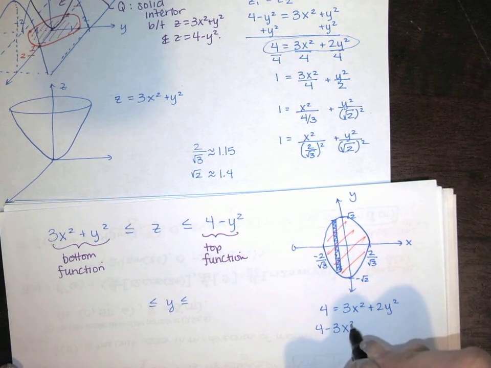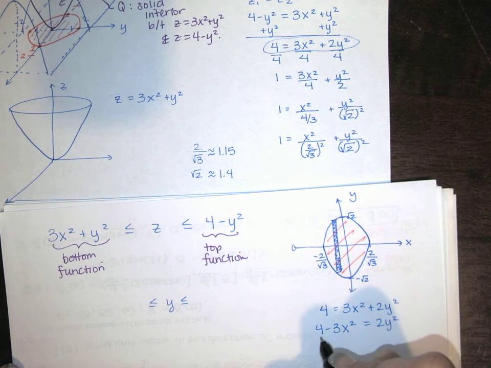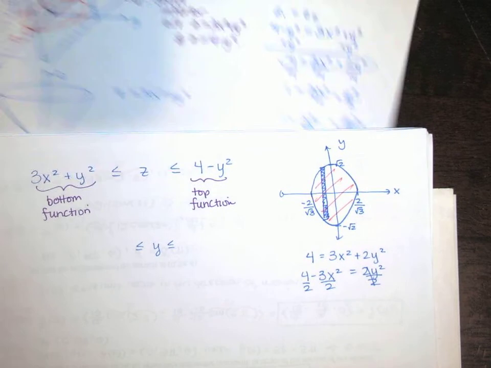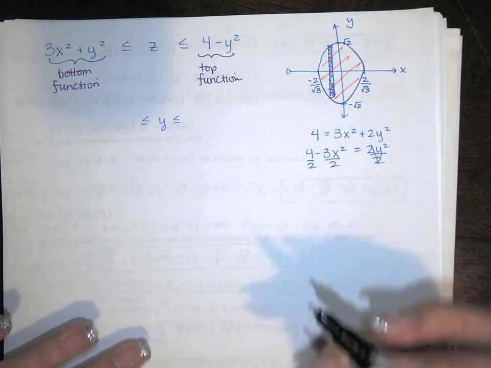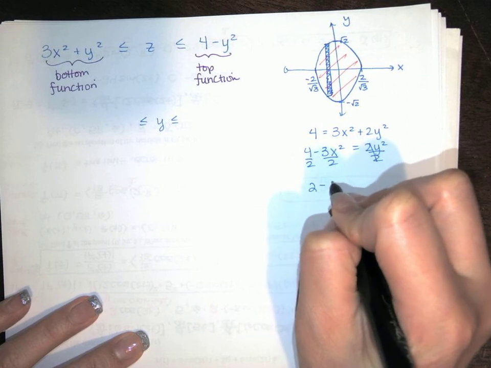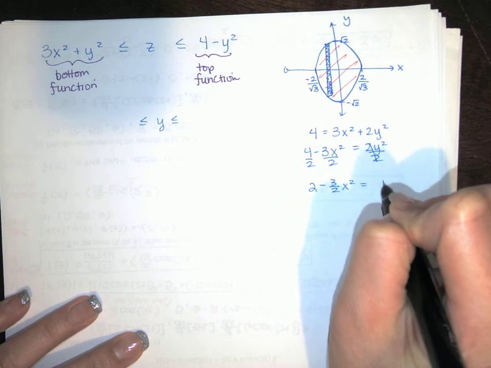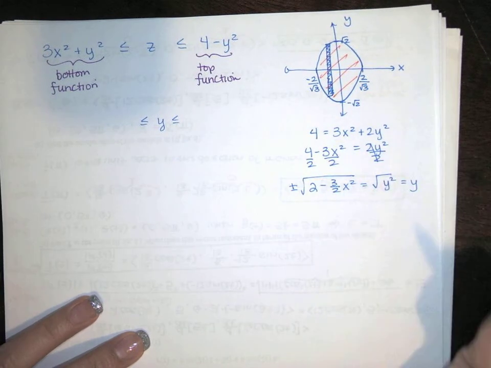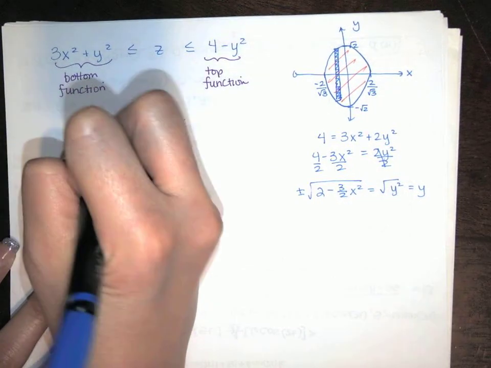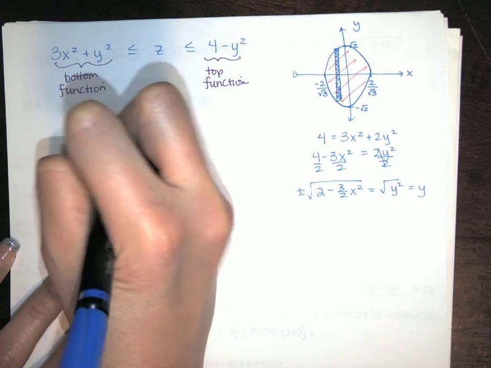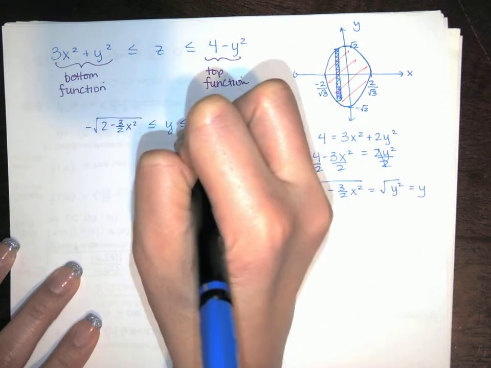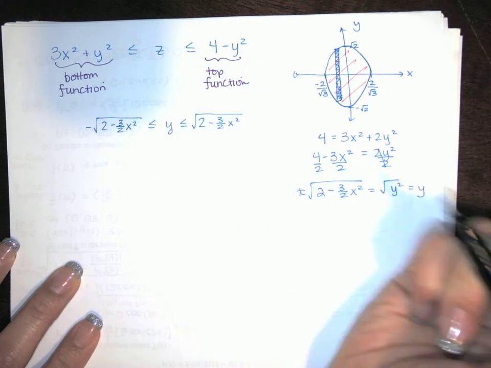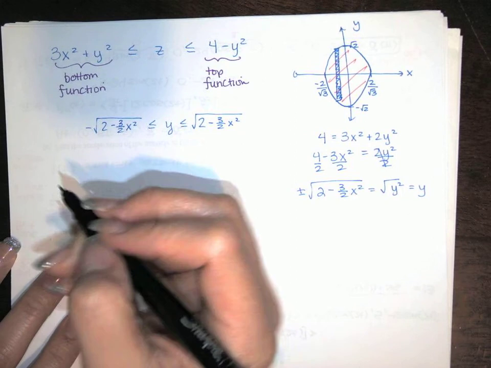Subtract the 3x squared from both sides. Divide both sides by 2. And then you've got 2 minus 3 over 2 x squared equals y squared. And you'll have a plus or a minus over here. So y goes from the negative square root of 2 minus 3 over 2 x squared to the positive square root of 2 minus 3 over 2 x squared. Meanwhile, x goes from this constant to that constant.